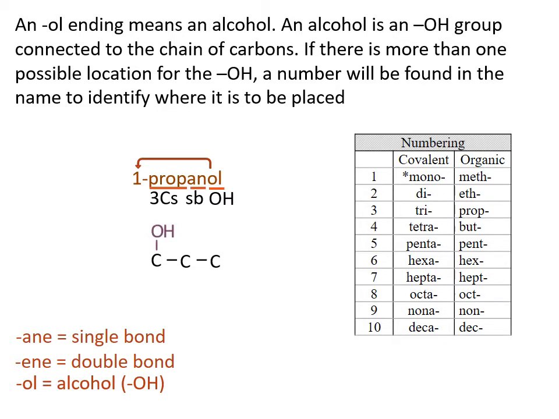Now to make sure that each carbon is making 4 bonds, I will add hydrogens. So the first carbon needs to have 2 hydrogens added to it. The second carbon needs 2 hydrogens added to it. And the third carbon will need 3 hydrogens added to it to make sure that every carbon is making 4 bonds.